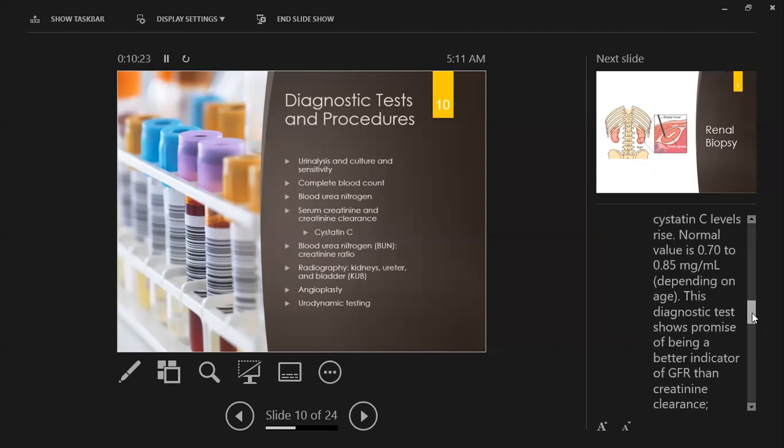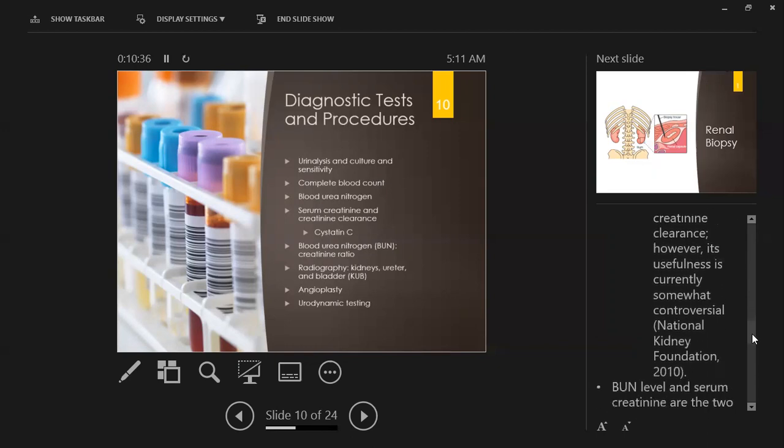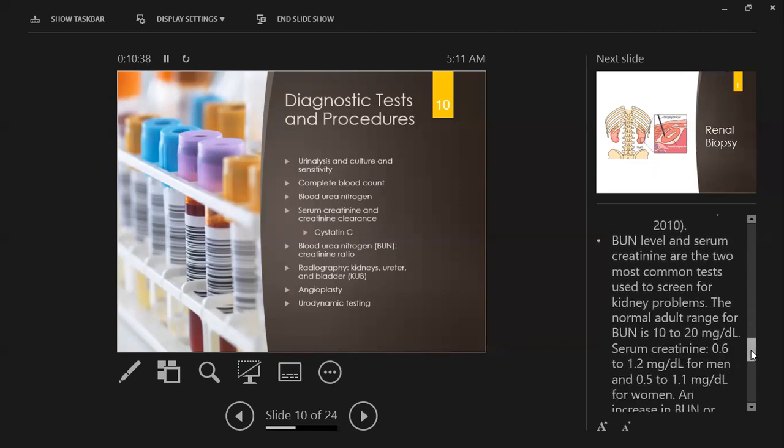The normal value for cystatin C is 0.7 to 0.85 milligrams per milliliter, just depending on the patient's age. The diagnostic test has shown promise of being a better indicator than creatinine clearance. However, because the urologists are very happy with the creatinine clearance and BUN as good indicators of kidney health, it's been a reluctant transition to using this cystatin C.